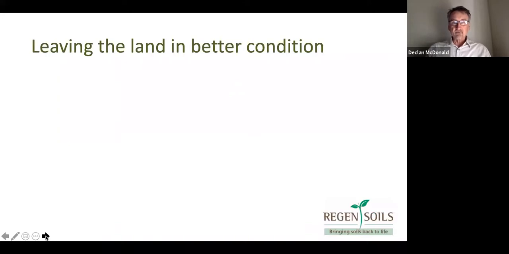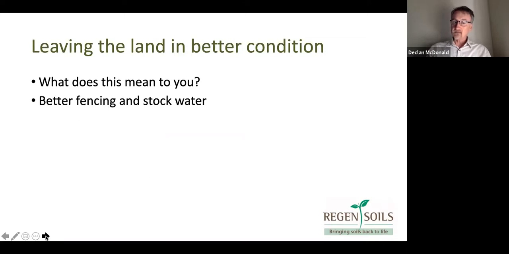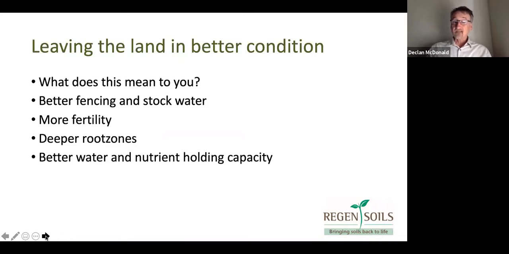Now, this is an interesting thing. We often discuss this, and all of us have this intention that we want to leave the land in better condition. What does this mean? It might mean better fencing and stock water. It might mean more fertility in the soil. It might mean deeper root zones. It might mean better water and nutrient holding capacity. That might mean better natural capital.